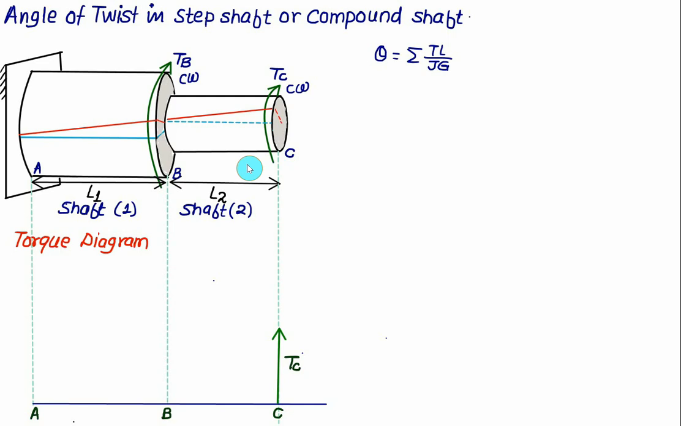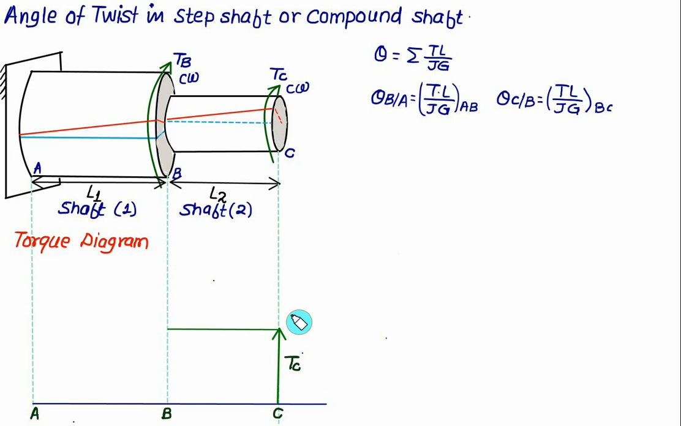Then between B and C, no torque is exerted, so the torque values remain constant. This concept is the same as the SFD, shear force diagram, that we have already discussed. Since no torque is acting from B to C, the torque remains constant over the section BC. So the torque on section BC will be equal to TC. Hence we can calculate theta of C with respect to B using the torque for section BC multiplied by length, divided by J times G for that particular section.